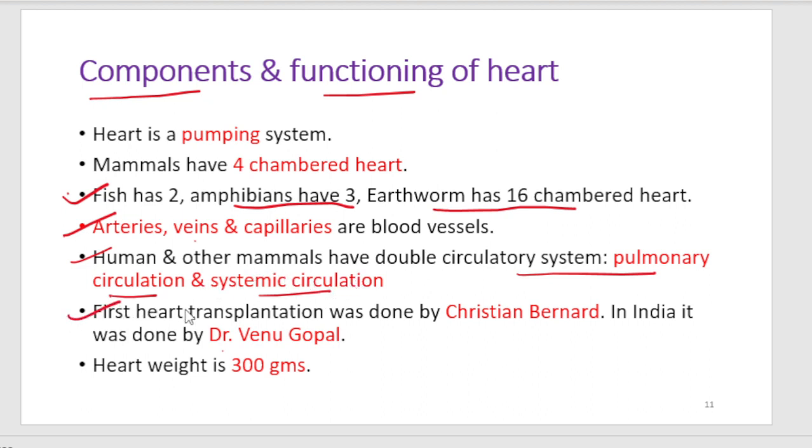The first heart transplantation was done by Christian Barnard. In India, the first heart transplantation was done by Dr. Venugopal. The normal weight of the heart is 300 grams.